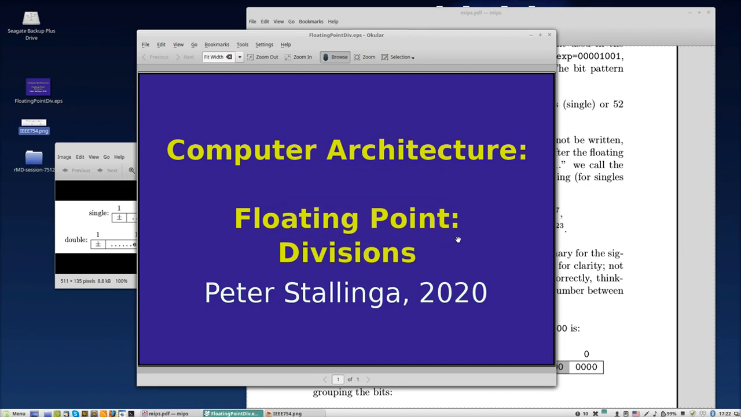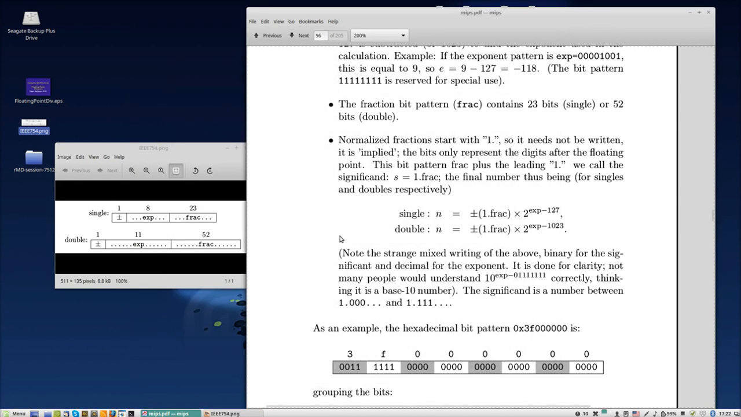Computer architecture, floating point. Let's focus now on multiplications and especially on divisions, because they are quite complicated, as you will see. But first, a very small overview of what we did last time. In any architecture that uses IEEE 754, we saw how floating point numbers are stored in memory. So let's focus just on single.